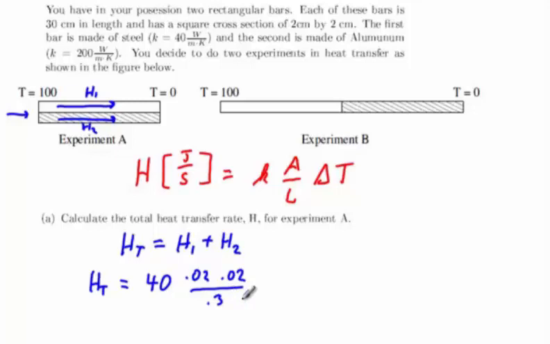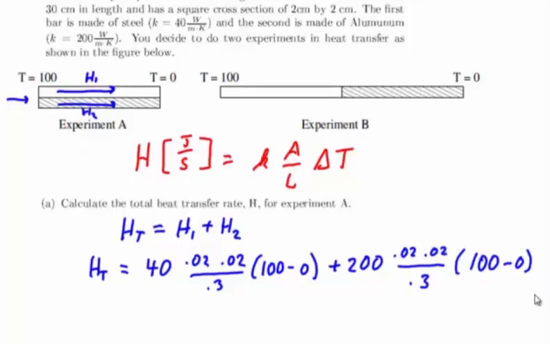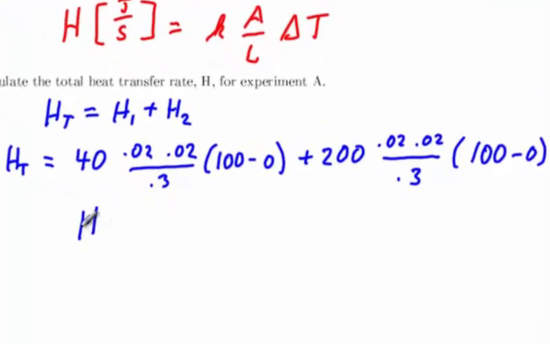Finally, the first bar has a temperature difference of 100 minus 0, where I'm taking the higher temperature end minus the lower temperature end. The second term is exactly the same, with the exception that the thermal conductivity that we use is 200 for an aluminum bar. It conducts heat much better than steel. And so we find that there are no unknowns on the right-hand side of the equation, so we can simply plug in these numbers to yield a total heat transfer rate through experiment A of 32 watts.